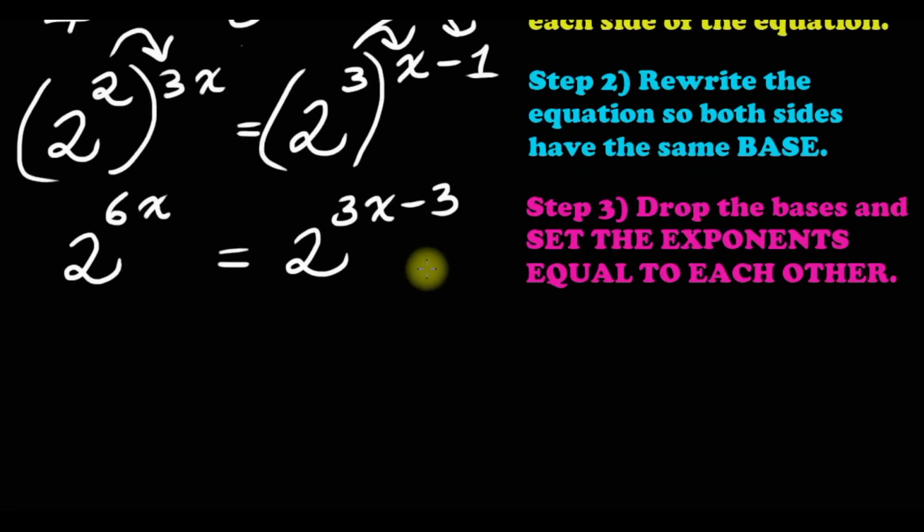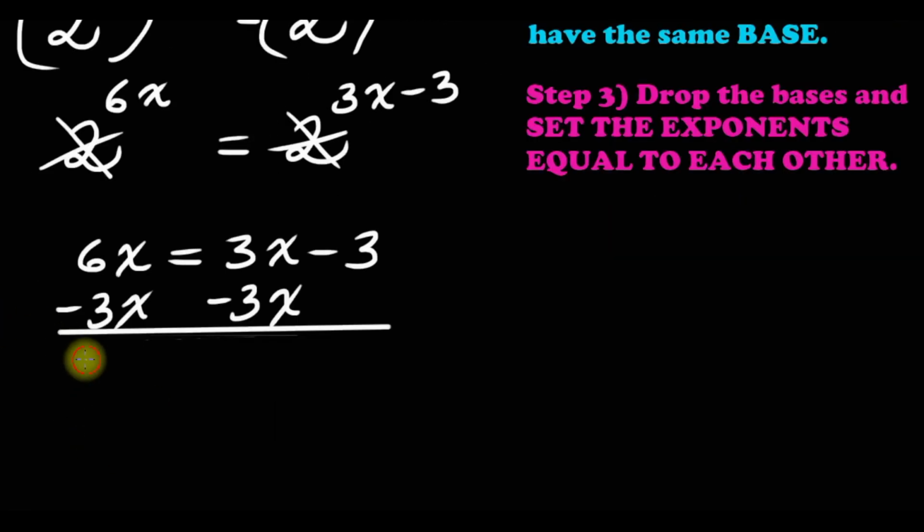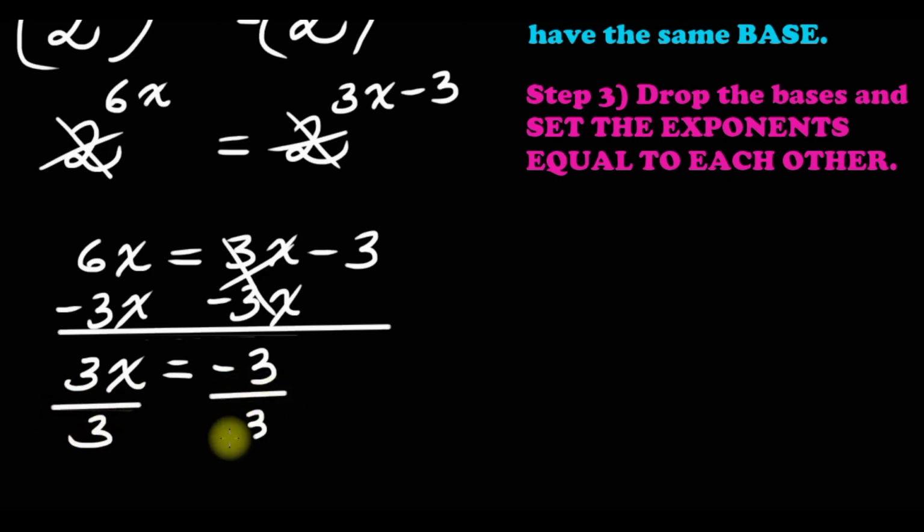And then step 3 is to drop the bases and set the exponents equal to each other. So we're going to drop these bases, and we're going to set 6x equal to 3x minus 3. And then here we got to solve for x, so I'm going to get the x on the same side. So take away 3x here, take away 3x here. So here I have 3x is, this is gone, and then bring down the negative 3, divide by 3, divide by 3. So x is going to be negative 1.